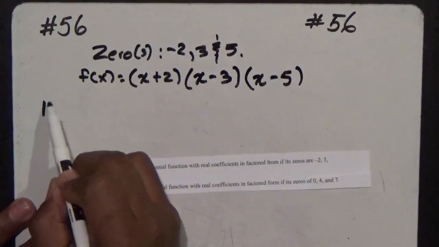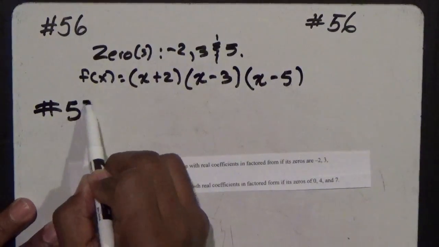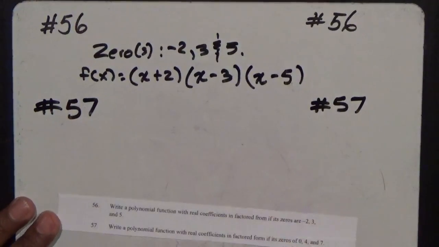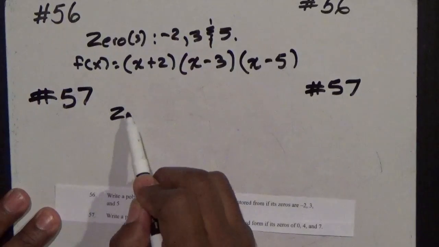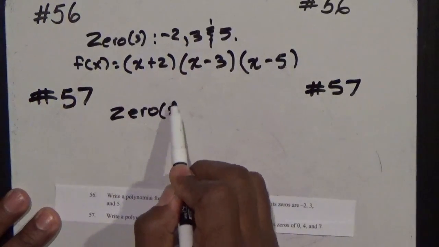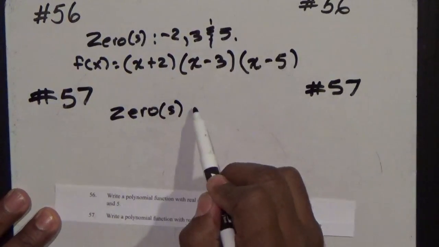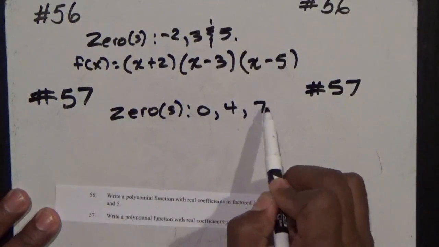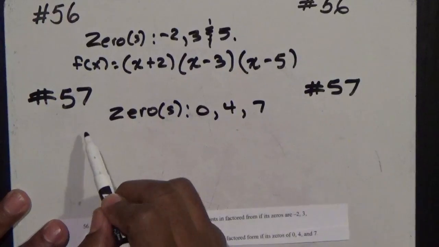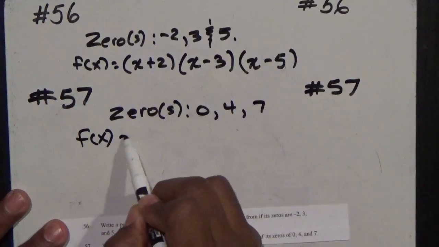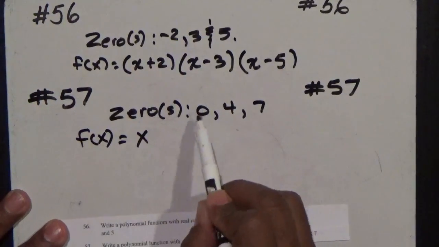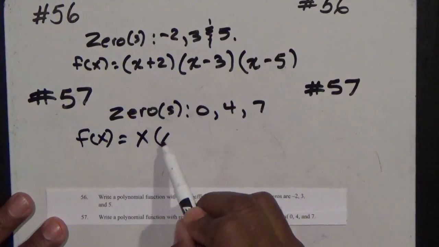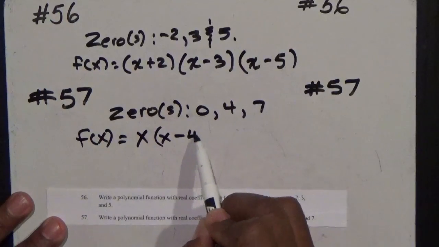Alright, for number 57, it says the same thing, and it's a lot like the one that was pictured. The zeros are 0, 4, 7. Alright, and so the polynomial would be x, instead of writing x minus 0. If you wrote x minus 0, you wouldn't be totally wrong. It's just not the right way to write it though.